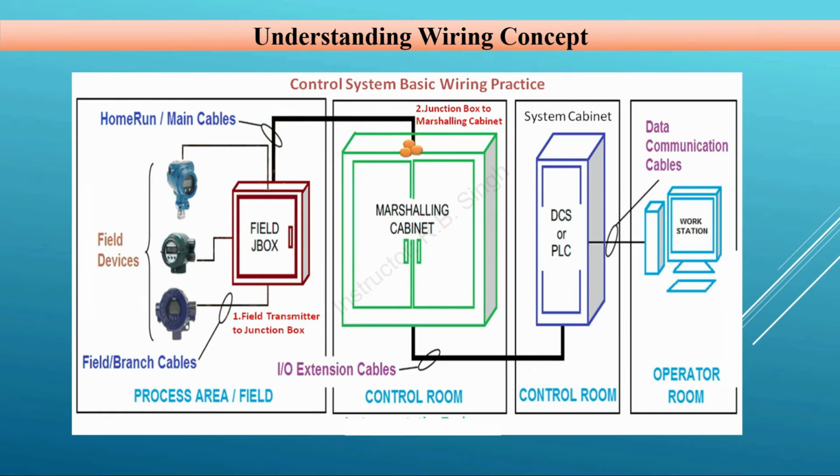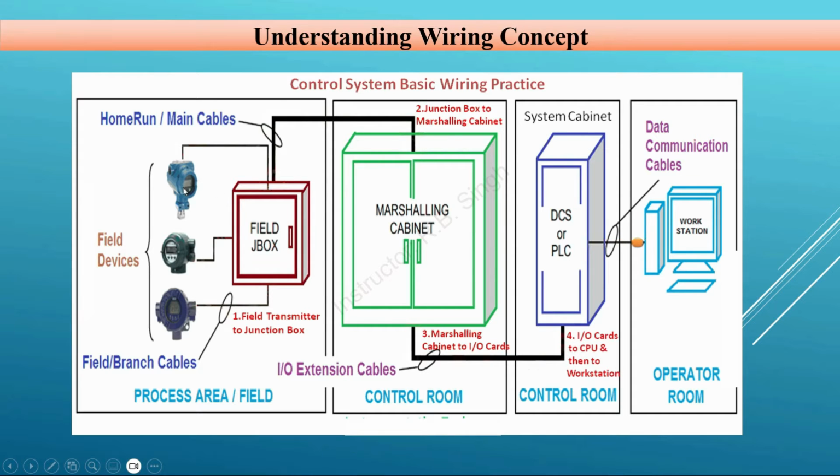Here these are the instruments, then this is the junction box, this is the marshalling cabinet, this is the system, DCS or PLC system, and this is the workstation, sometimes called EWS, that is engineering workstation. So these are the components of the complete wiring from field to the control room. These are the instruments, which will basically be in the field, and the junction box can also be in the field.